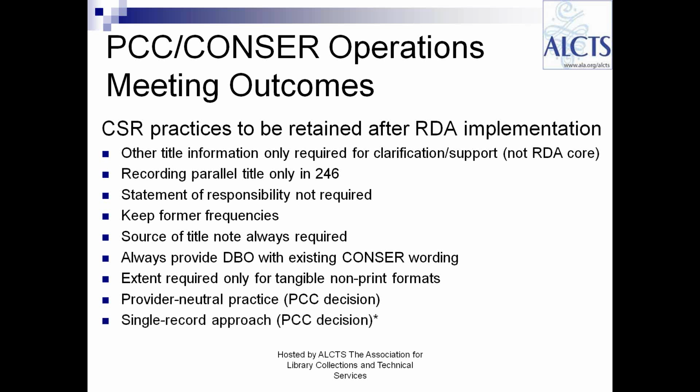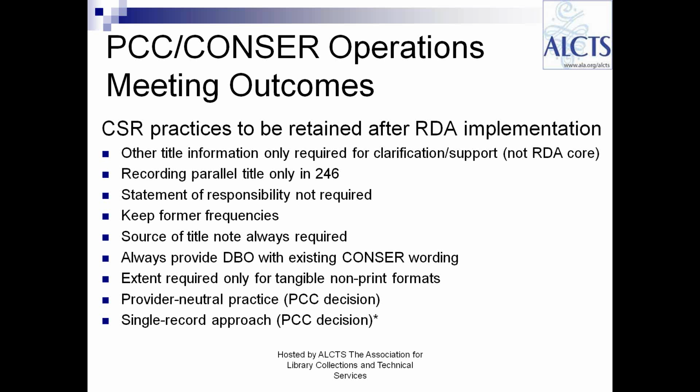Same way with the single record approach. The single record approach will still be allowed by the Program for Cooperative Cataloging. But what the Program for Cooperative Cataloging decided to do was to take a look at a few issues associated with the single record approach. They wanted to clarify that the single record approach is basically taking the print version record and adding an 856 to it to provide a link to the online version of that print resource, and also providing a note to that effect that the online resource is available.